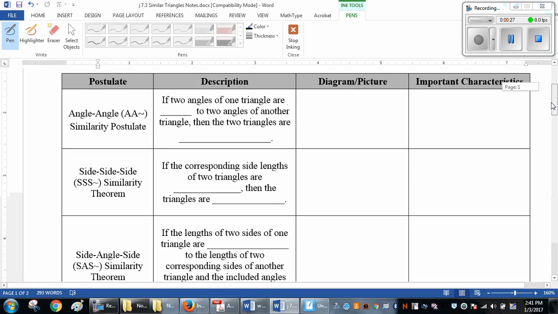Now, we have a couple shortcuts here, and this is much nicer than having to prove all of them. So our first shortcut, instead of having to prove all angles are congruent, we can prove two triangles similar by just proving two angles congruent. So let's fill this in here. If two angles of one triangle are congruent, remember in similar triangles we're talking about congruent angles, then the two triangles are similar.